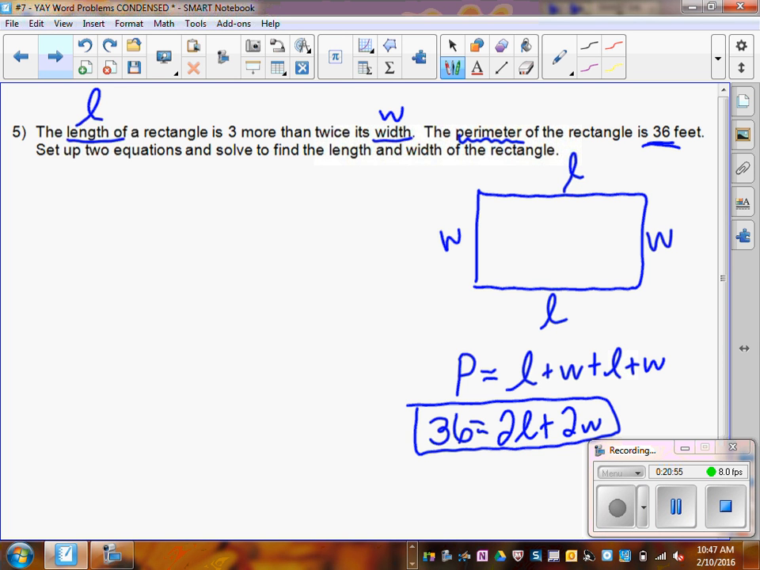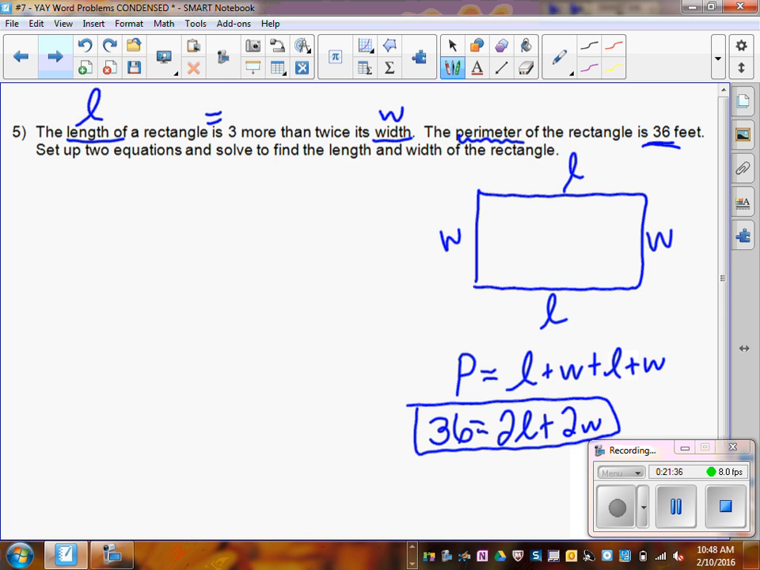So let's take a look at what they gave us. The length of a rectangle is 3 more than twice its width. Back in September, the first few days you saw us and got to know us, is when we did our verbal expressions. So this is verbally stating the equation. What symbol do we have when it's "is"? Equals. The length is equal to 3 more than twice its width.